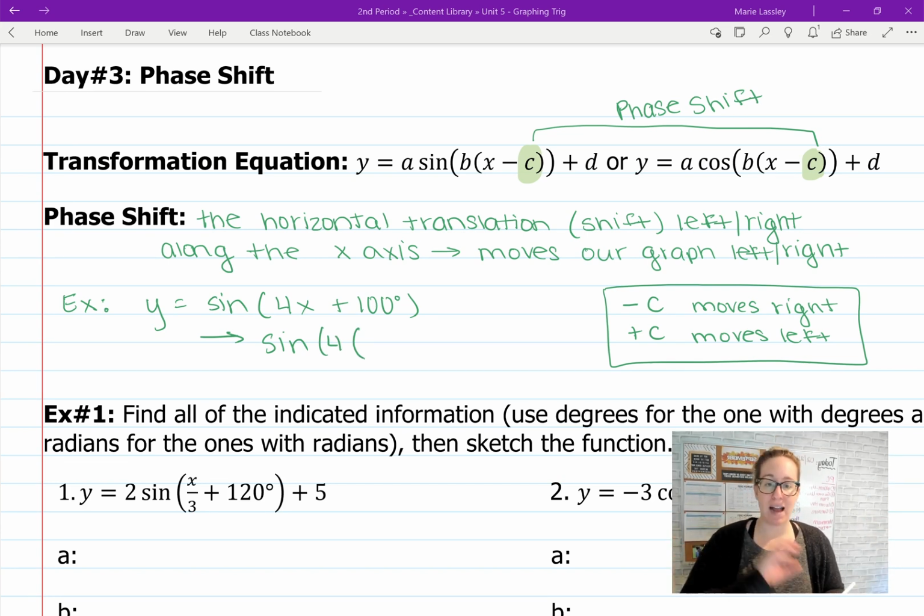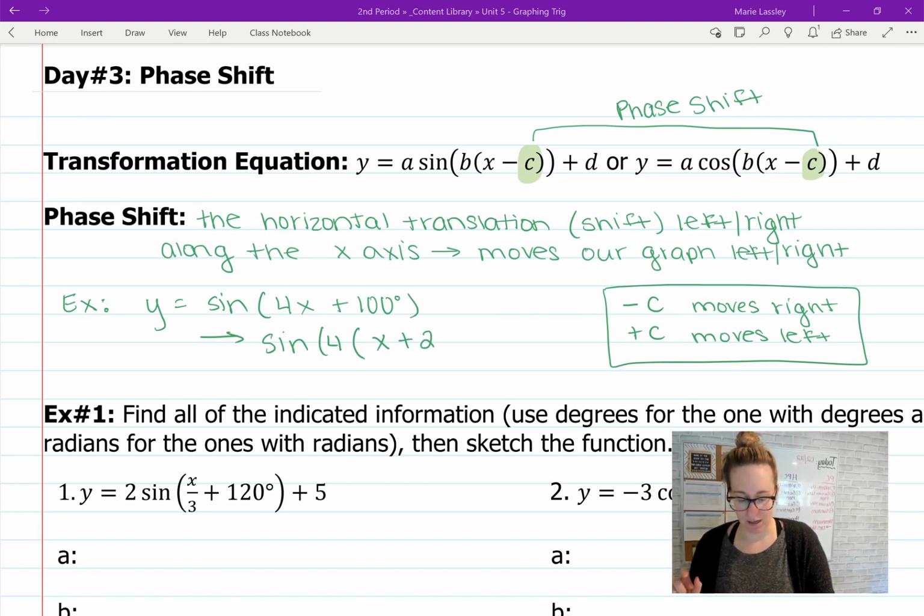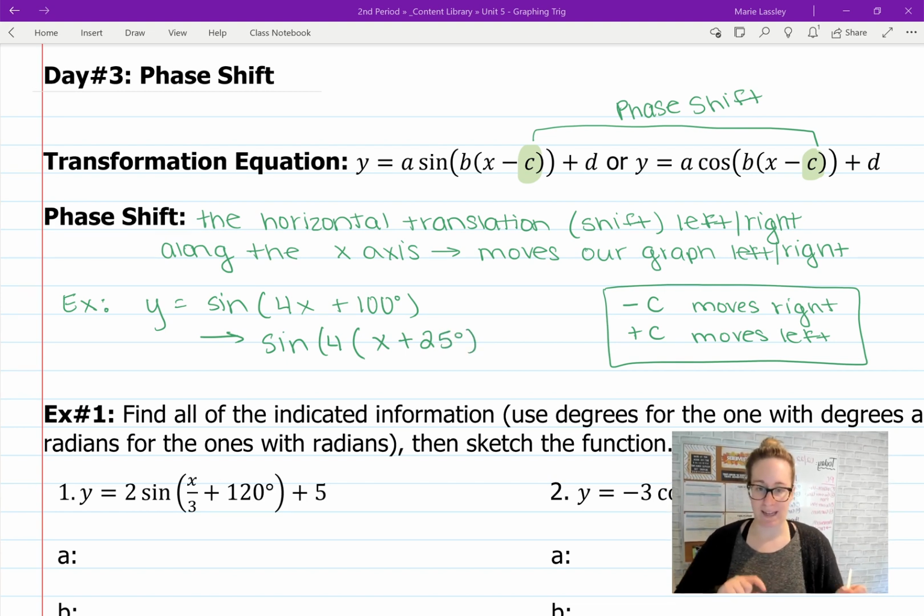So we have to divide each piece here by 4. So 4x divided by 4 is x, plus 100 divided by 4 is 25 degrees. Remember, we should be able to distribute the 4 back in and get back to what we originally had. All right, so if you look back and double check, and that second number, if we multiply it by the B value doesn't equal what you started with, then you've done something wrong.